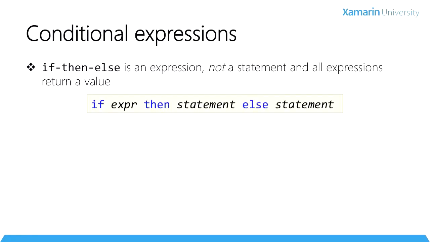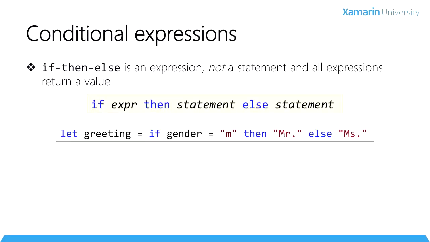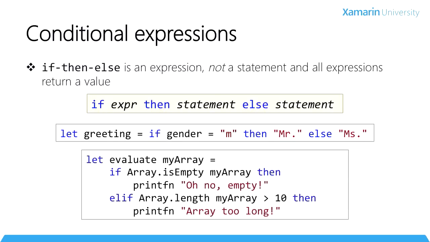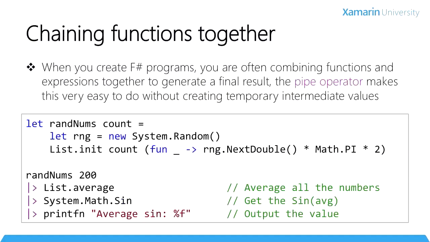Here's a few more examples using if-then-else to evaluate a condition and then provide a result back to an assignment. And you can also use it in the more traditional fashion as shown in the evaluate function being created here. It takes a myArray parameter and the body uses an if-then-else to print a statement to the console based on the contents of the array. In this case, the final result from the evaluate function will be the output to the console with the unit result code returned.